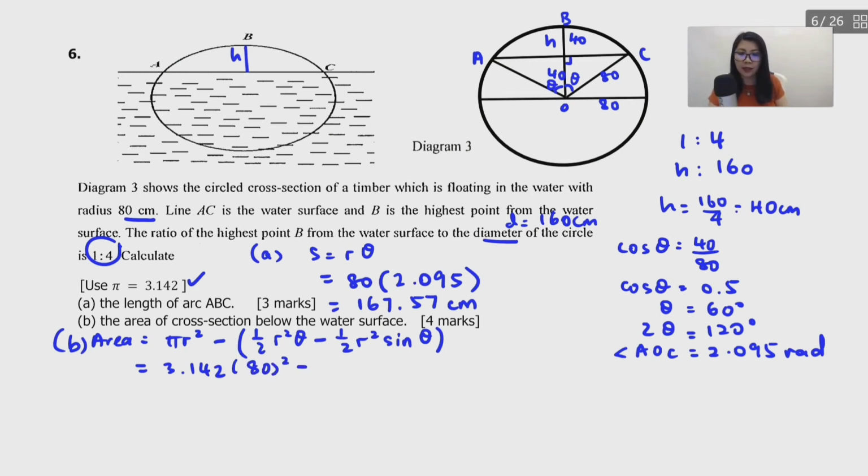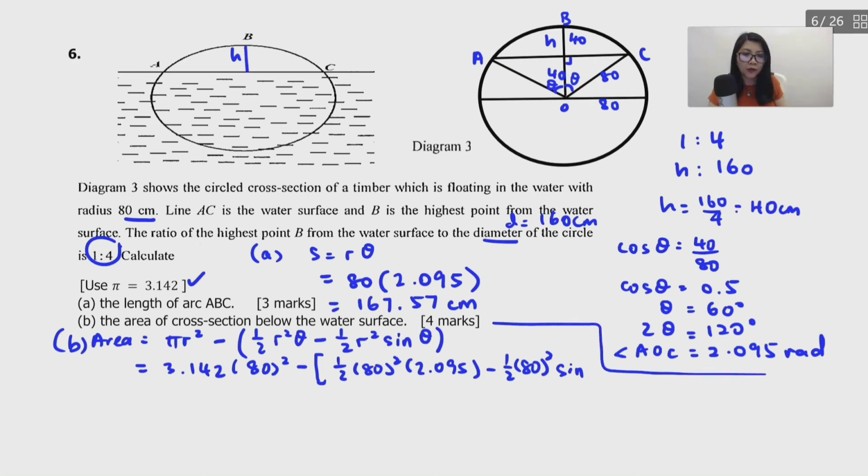Then minus, this is going to be a long working, half r square theta in radians, which is 2.095, then minus half times 80 square times sine. This theta must be in degrees, so it's 120 degrees. Close the bracket.